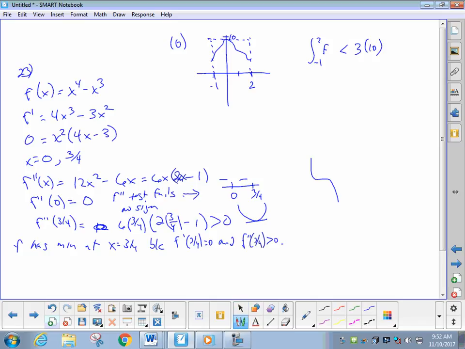On the same token, if it has a minimum of -5, then the least possible value the integral could be is bound below by 3 times -5, so -15. So the integral value has to be between -15 and 30, and that's where I'll use pictures, my point.